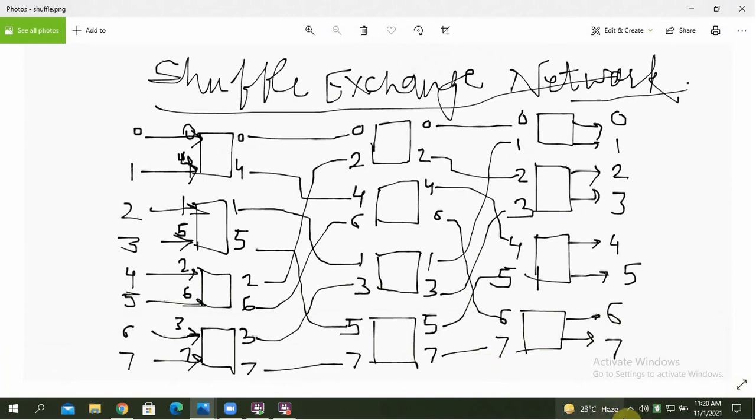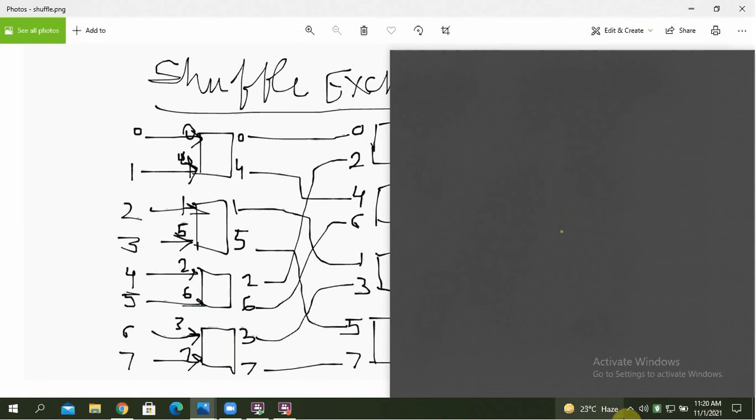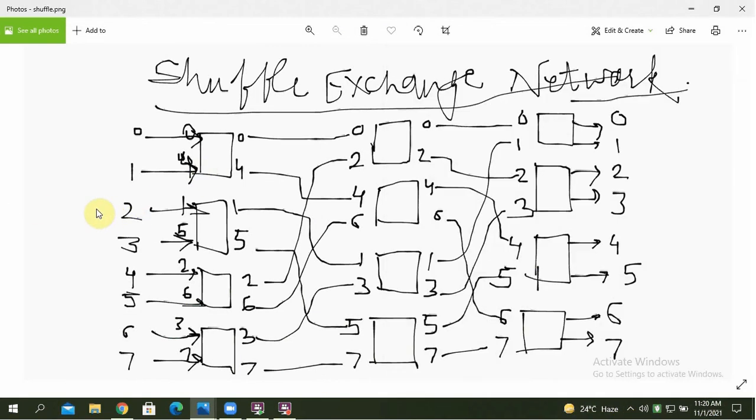Okay, now how to find out the number of stages? That is log n to base 2. So here n equal to 8, that is log 2 to the power 3. So there are 3 stages. And how to find out the number of switches? n by 2. n is 8. 8 by 2, that is 4 switches.